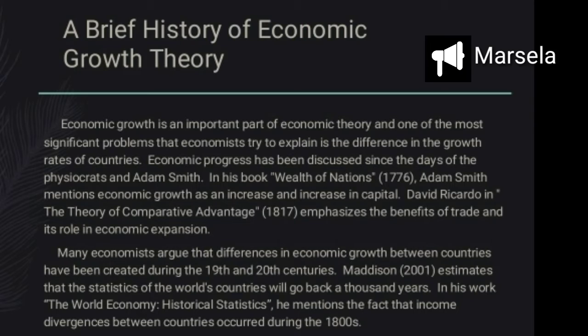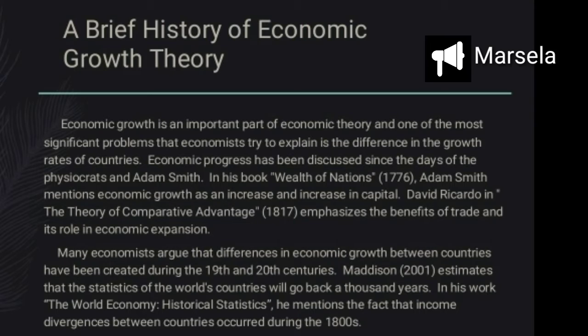History of Economic Growth and Theory of Economic Growth. A brief history of economic growth theory. Economic growth is an important part of economic theory, and one of the most significant problems that economics tries to explain is the difference in the growth rate of countries.